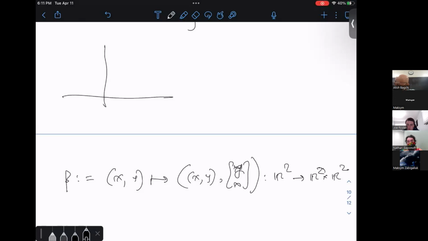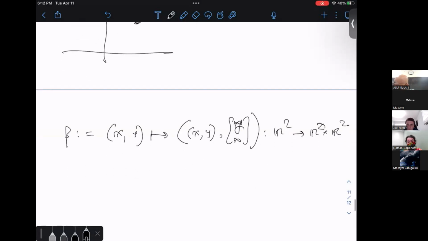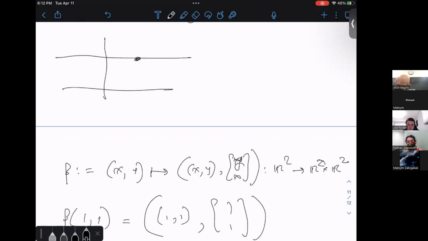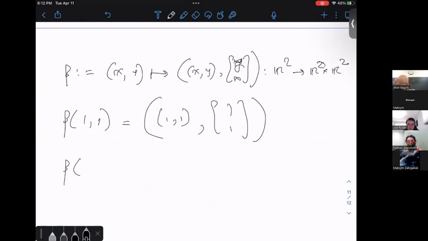Well, let's say at the point (1, 1). What is the vector field at the point? Beta of (1, 1) is equal to (1, 1), (1, 1). So at the point (1, 1), the velocity is this way, whose components are both 1. What happens at the point (1, 2)? So this is equal to (1, 2), (2, 1).